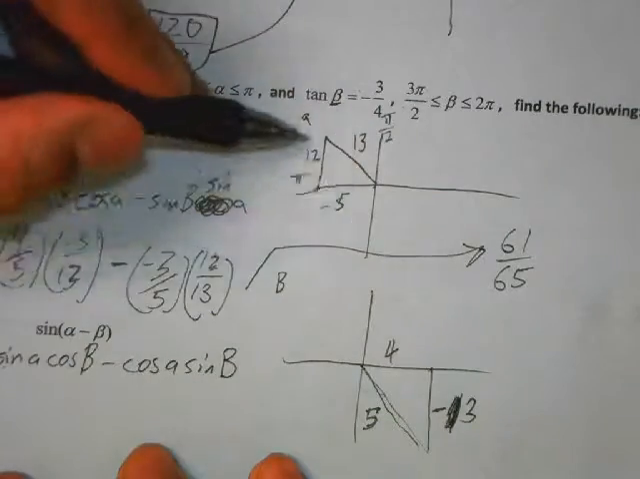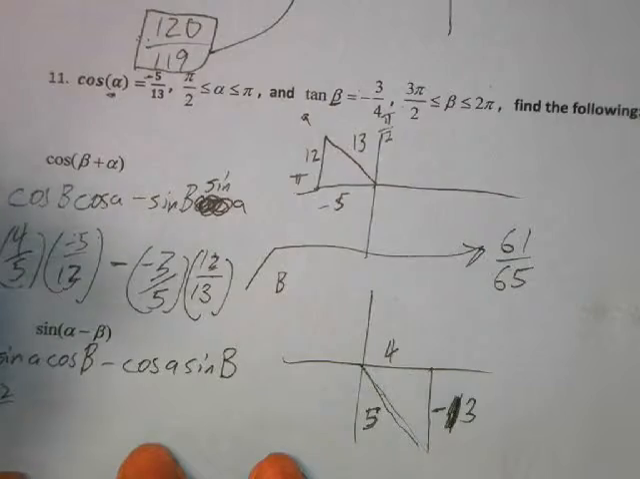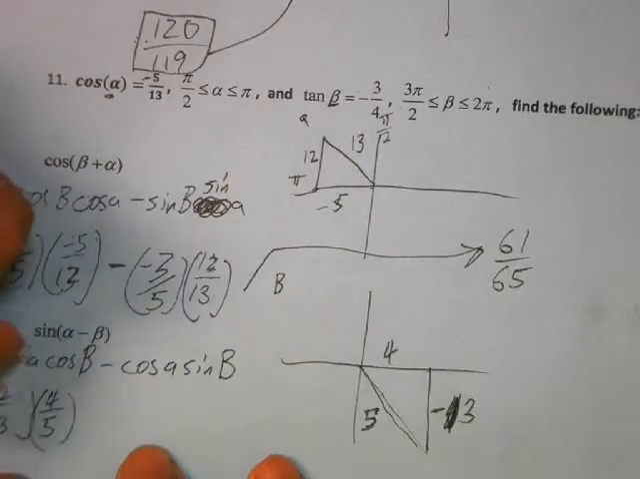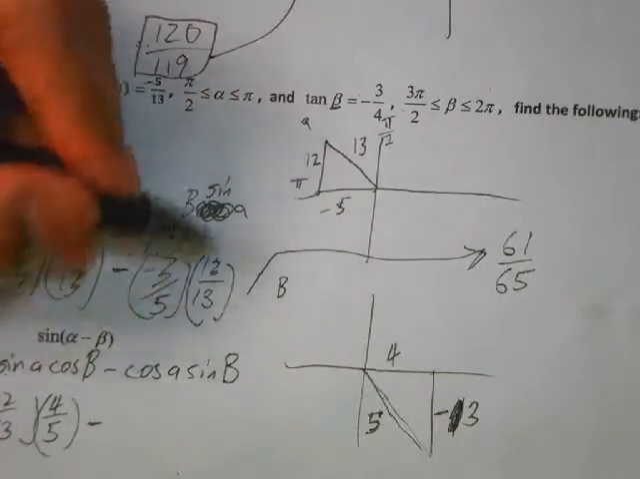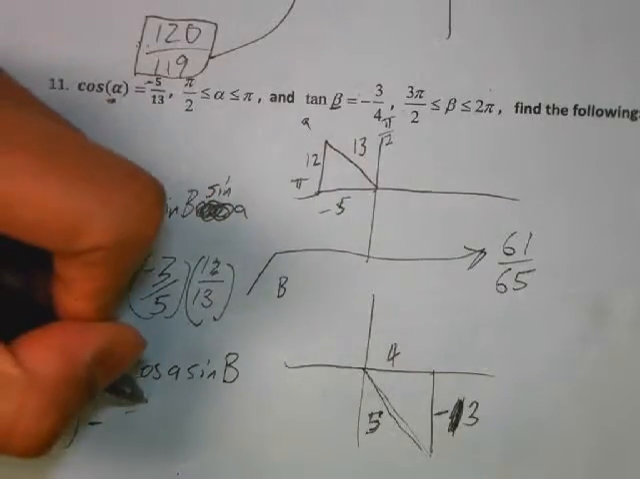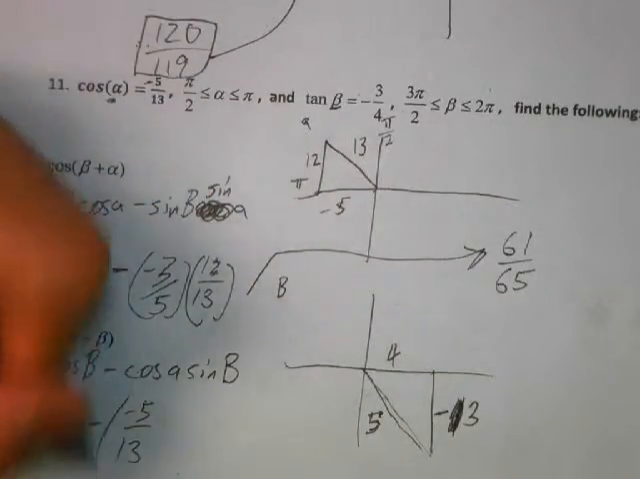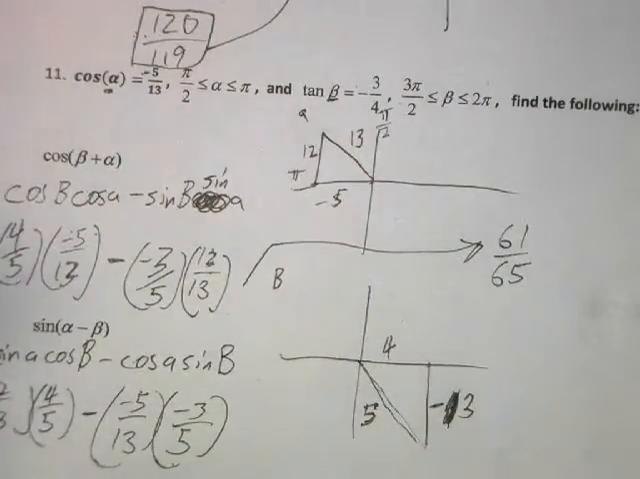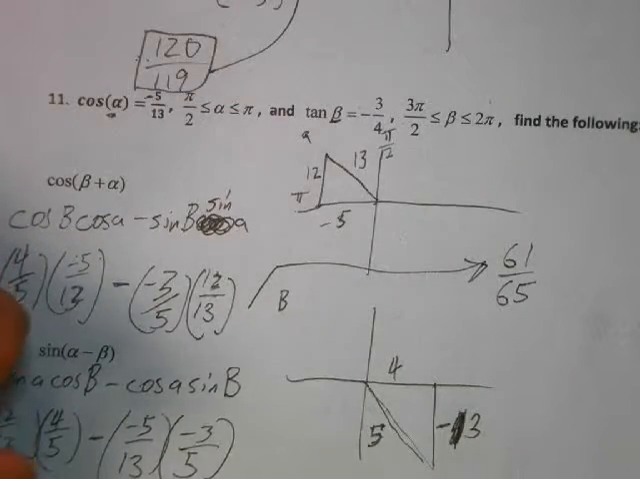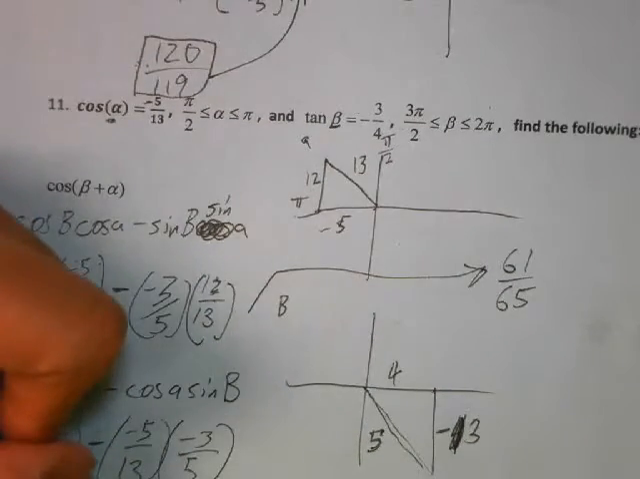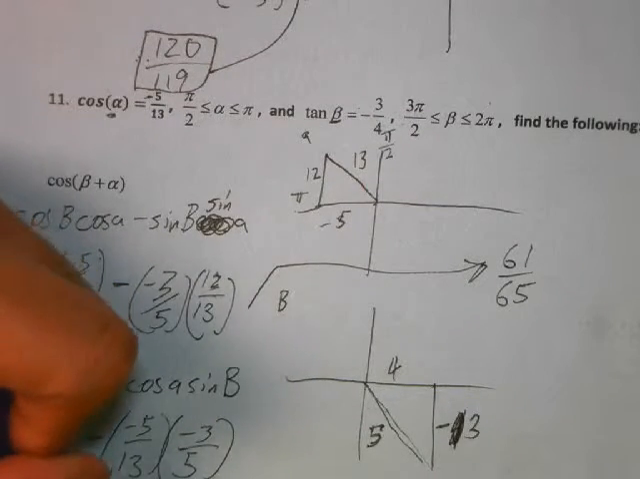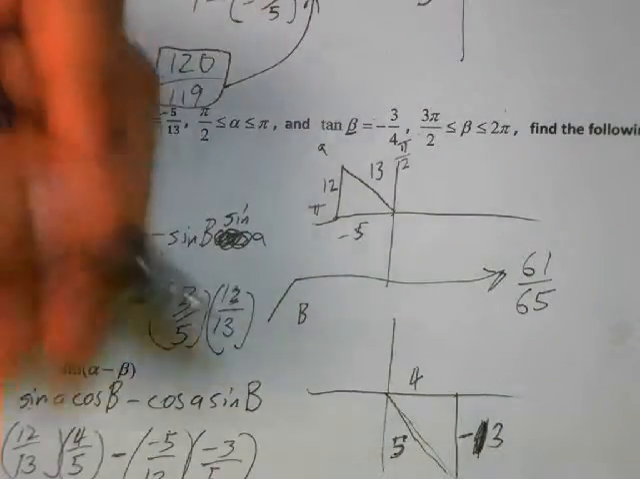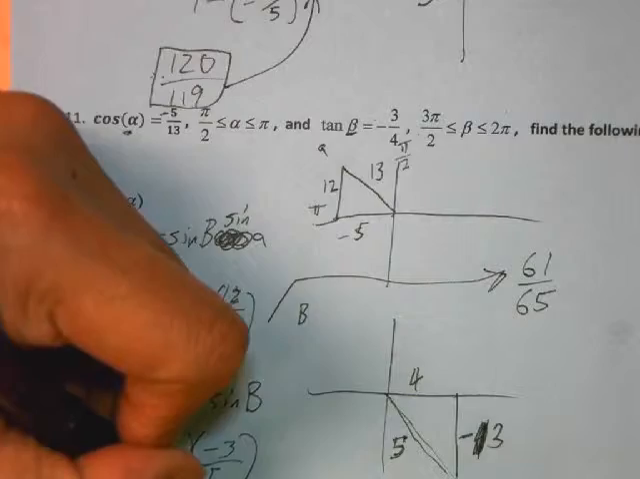So sine A is going to be 12 over 13. Cosine B is going to be 4 over 5. Minus cosine A will be negative 5 over 13. And sine B will be negative 3 over 5. So now I've got 48 over 65 minus negative 15 over 65. Those become a plus, and we're going to end up with 63 out of 65, something like this. All right.